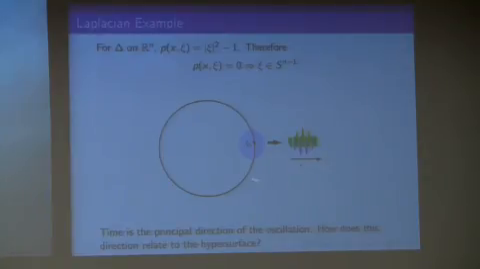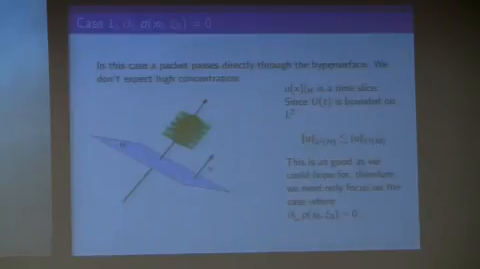Then we'll call that direction time. So we're seeing this just moving along for a short time. It will look something like a packet oscillating in the xi-naught direction. So time is the principal direction, and now we need to consider how that interacts with the hypersurface. We're only going to talk about hypersurfaces now because submanifolds are somewhat easier.